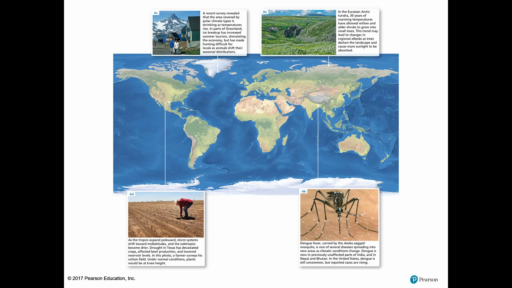They tend to thrive in wet and very tropical areas with a lot of vegetation, and so the spread of mosquitoes is spreading disease among humans, such as dengue fever and also malaria. And then in the lower left-hand corner, as the tropics expand towards the poles, the storm systems are shifting towards mid-latitudes. The subtropics are becoming drier. We're getting droughts in some parts of the world and floods in other parts of the world. This is an example of a farmer looking at his cotton field, and normally the plants would be up to his knees, and you can see they're much smaller than that.